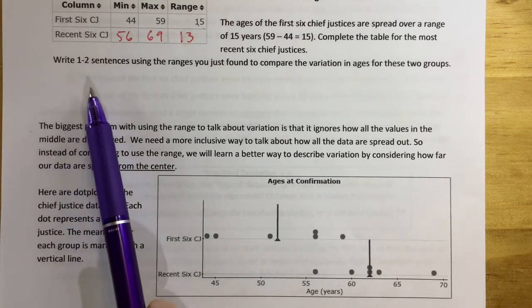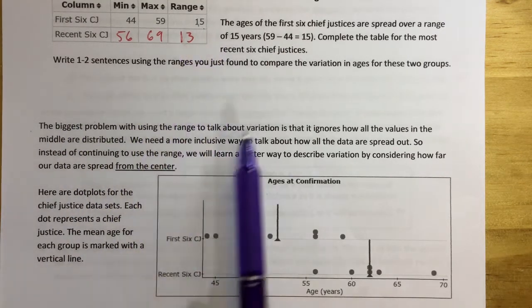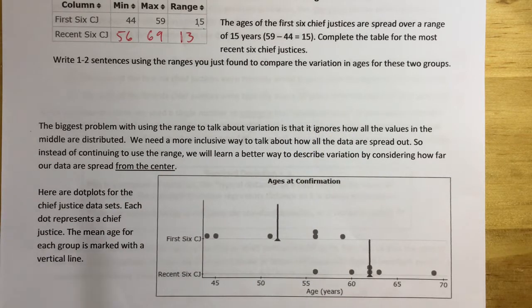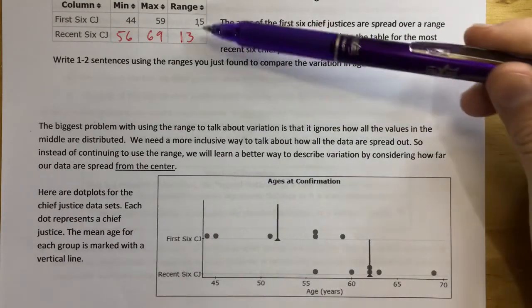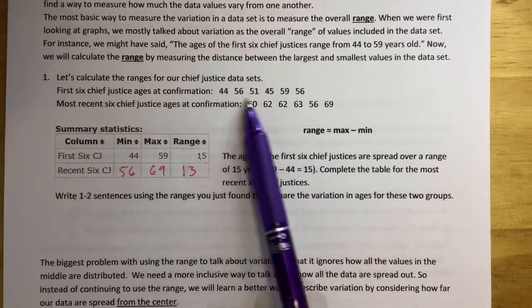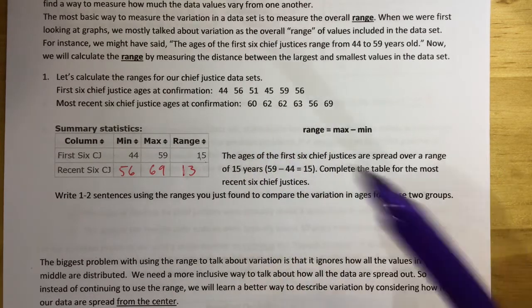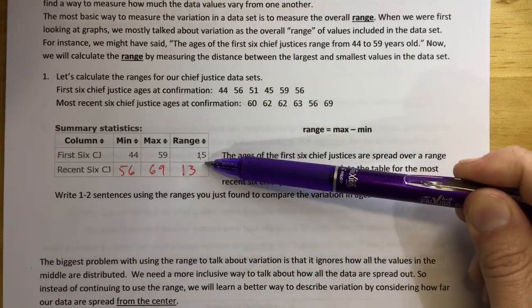It said to write 1 to 2 sentences using the ranges that you just found, that's the 15 and the 13, to compare the variation in the ages of the two groups. In my opinion, the way that I look at the question right away is they're not really that different. If you remember the data from beforehand when we looked at it, one of the main things is that these numbers were much lower than these numbers. But as far as the range, I don't think that they're really that different from each other.